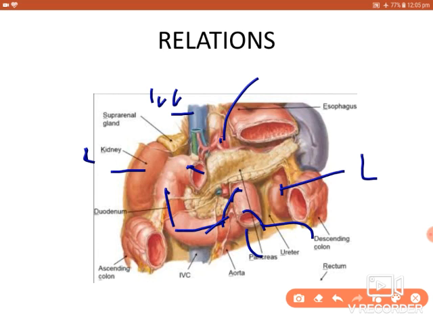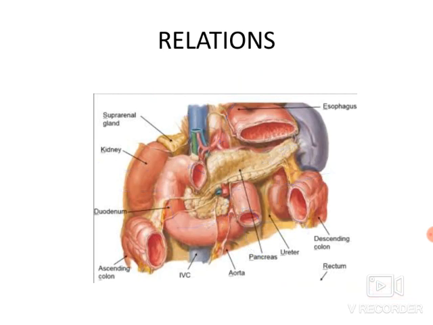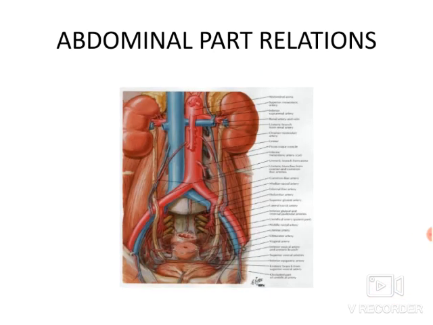The right kidney anteriorly, near the hilum, has the second part of the duodenum in addition to the renal vessels. On the left side, there is the tail of the pancreas. Posteriorly, there is the psoas major muscle.